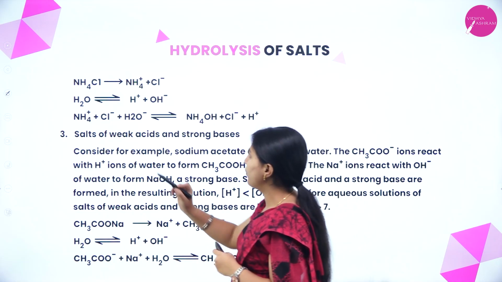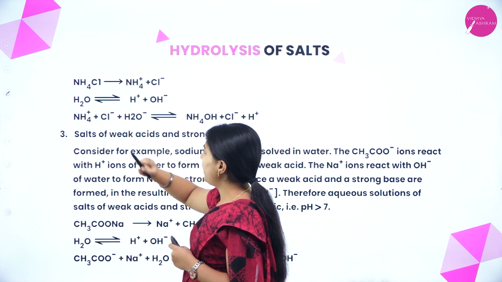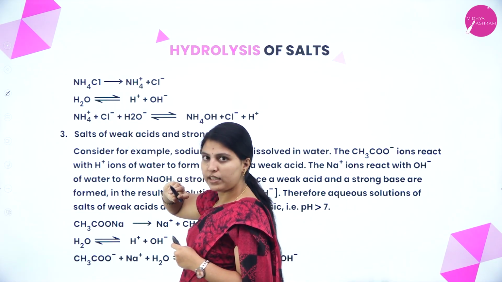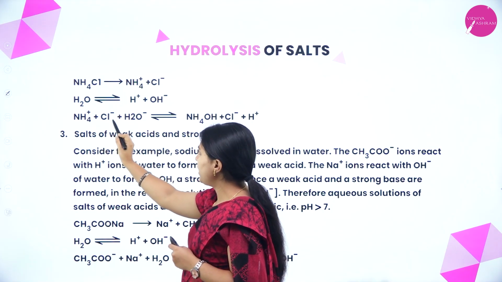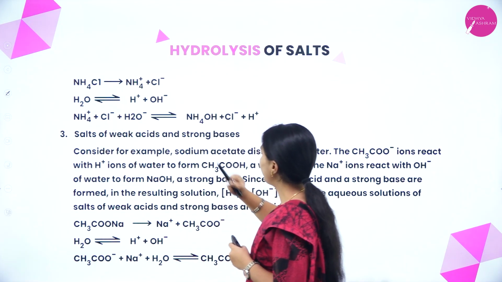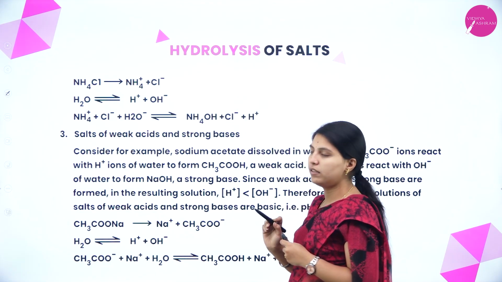See here, ammonium chloride NH4Cl will liberate NH4+ and Cl-, water will also dissociate, then NH4+ and Cl- with water give NH4OH plus Cl- plus H+.